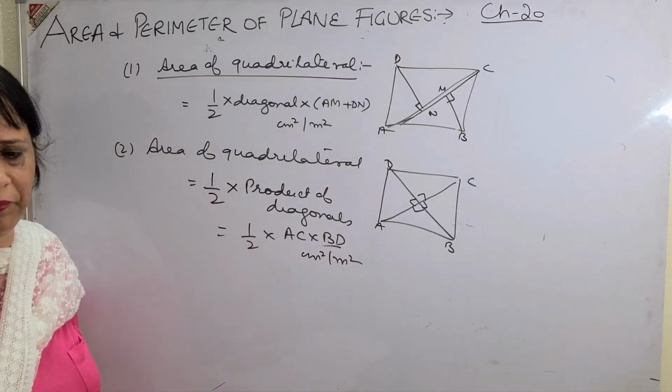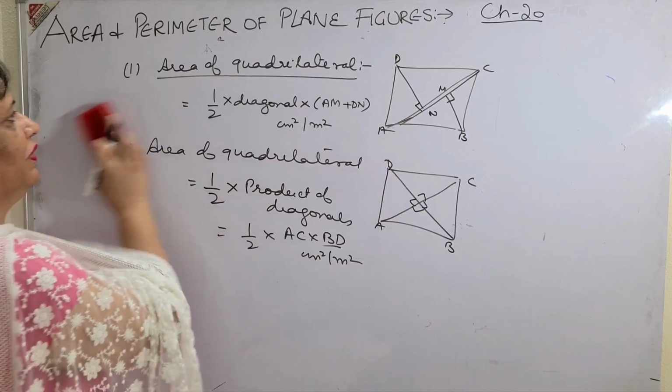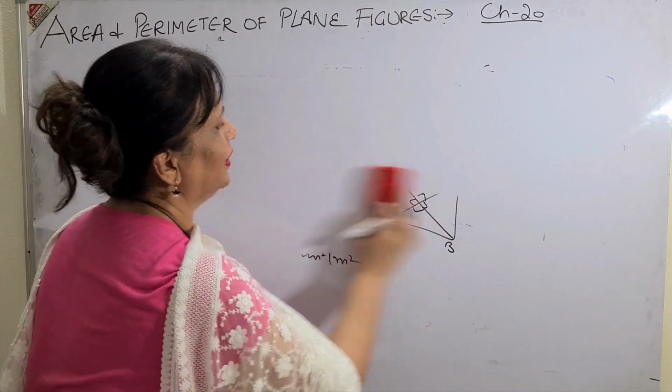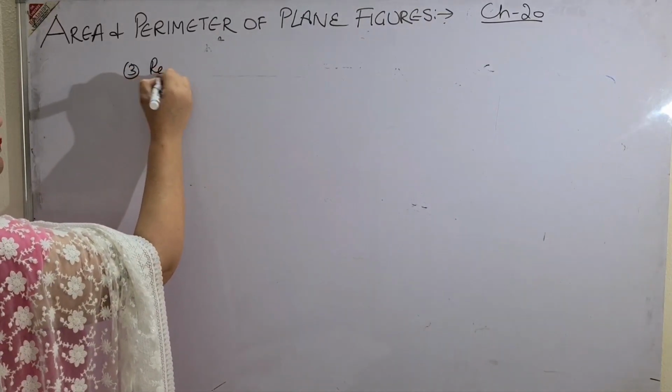These two formulas are new for you, and the others you have done. I am going to repeat them with you. The other formulas you have done. They are rectangle, of course. Third is rectangle. This is very simple.